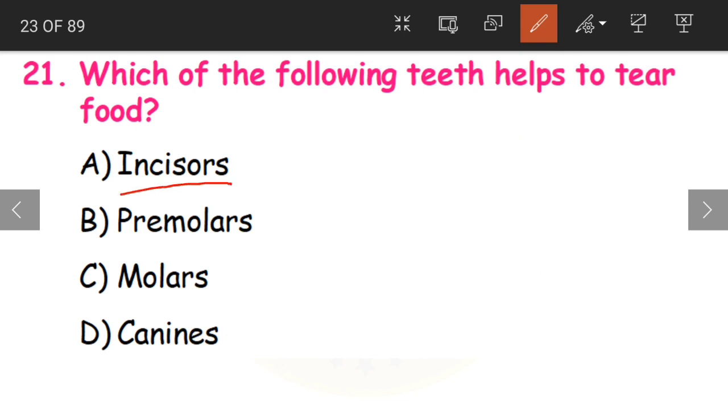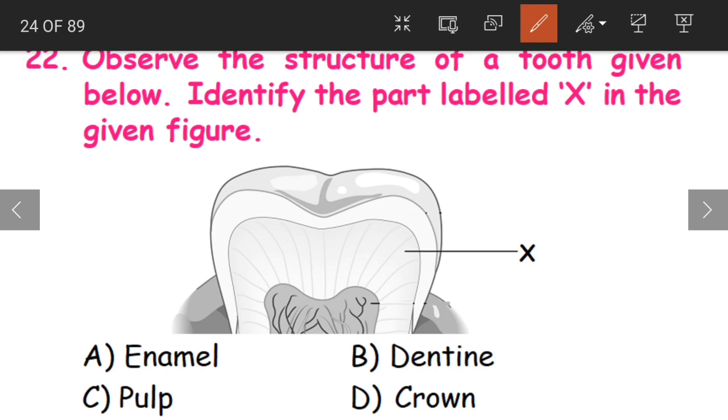Now 21st question: which of the following teeth helps to tear food? Incisors, premolars, molars or canines. Which is going to help us tear the food, children? It is canines.